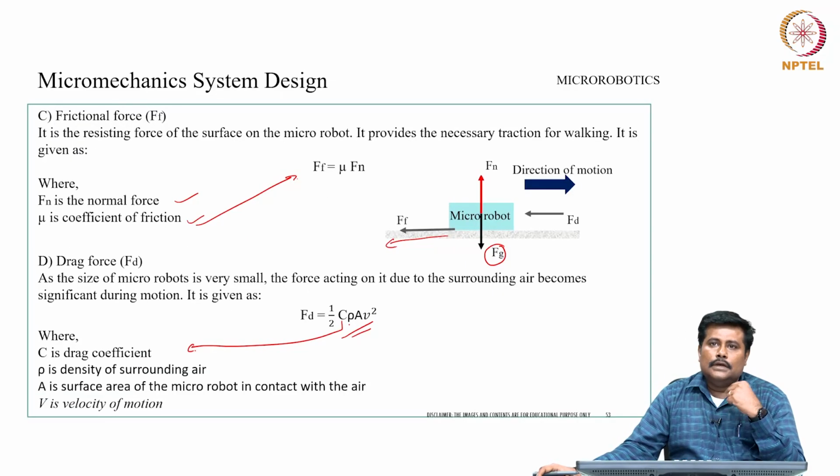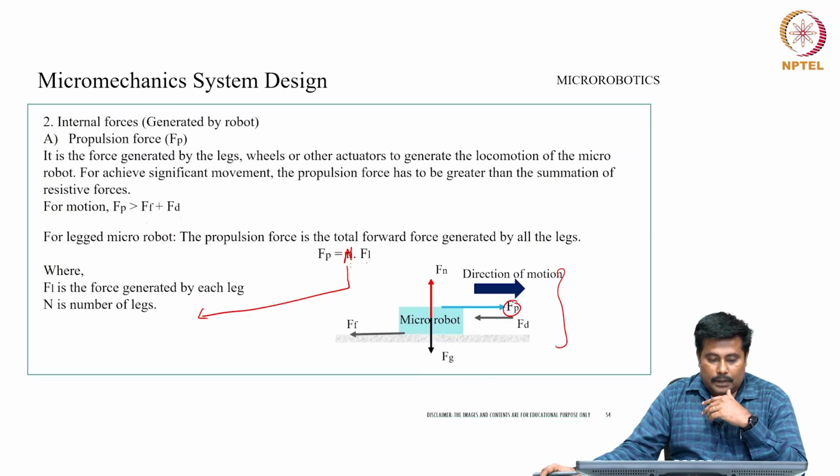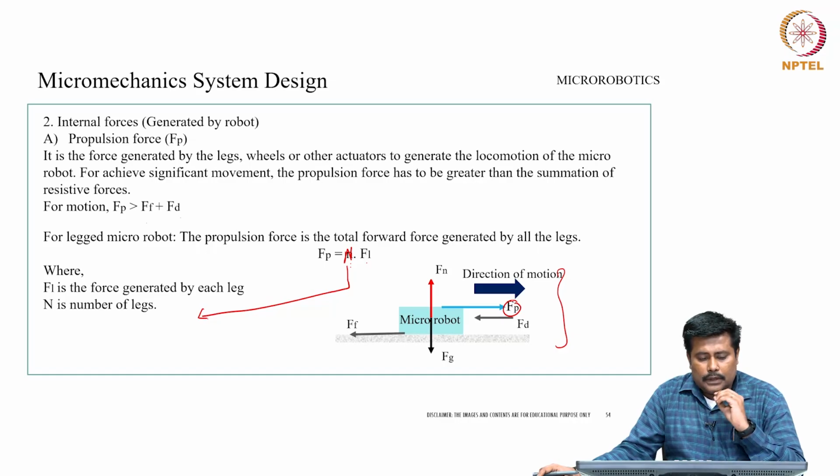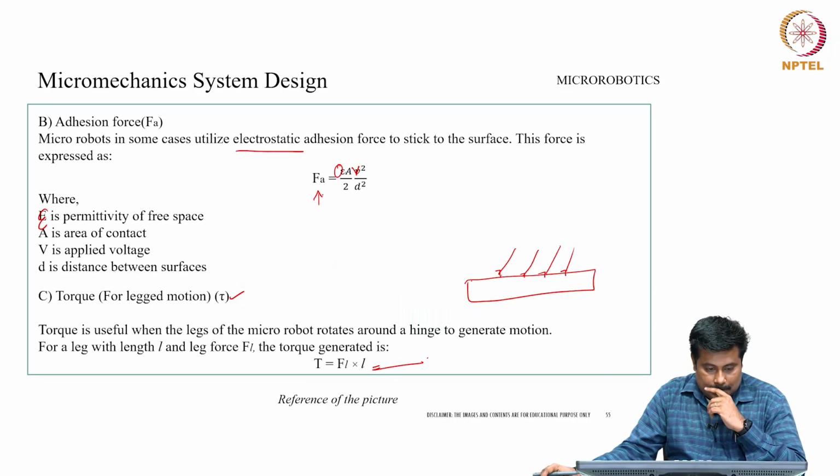In addition to this, we also have a frictional force and a drag force which contribute to this system. As far as the internal forces are concerned, the propulsion force plays a vital role. In the case of the propulsion force, we talk about the legged micro robot and the force generated by all the legs. F1 is the force generated by each leg, and N is the number of legs.